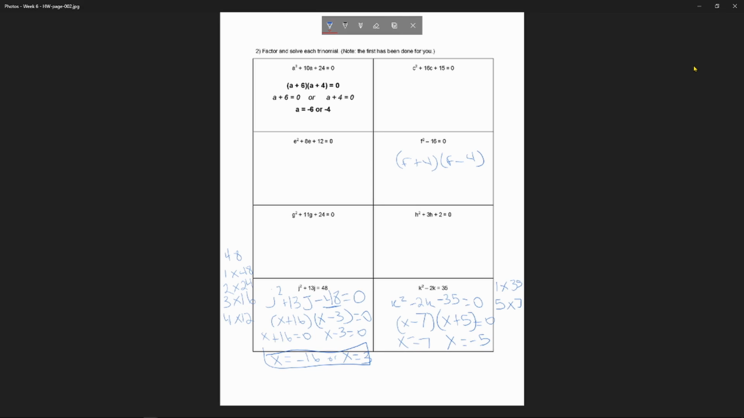But they all work more or less like this. Just find the factors and see which pair add up to the middle number.